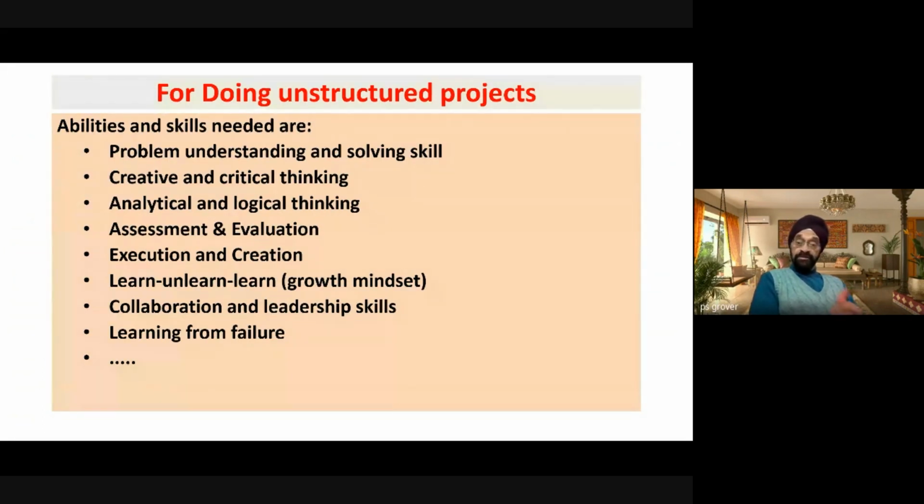So for doing an unstructured project, what is required of the student? A skilled student has need of problem understanding and solving skill. He has to learn this thing; he has not learned it. Creative and critical thinking, analytical and logical thinking, assessment and evaluation, execution and creation, learn, unlearn, learn. We call it a growth mindset. He is ready to learn new things. Collaboration and leadership skill, learning from failure. Please appreciate, in the project-based learning instruction method, learning from failure is a very important component.